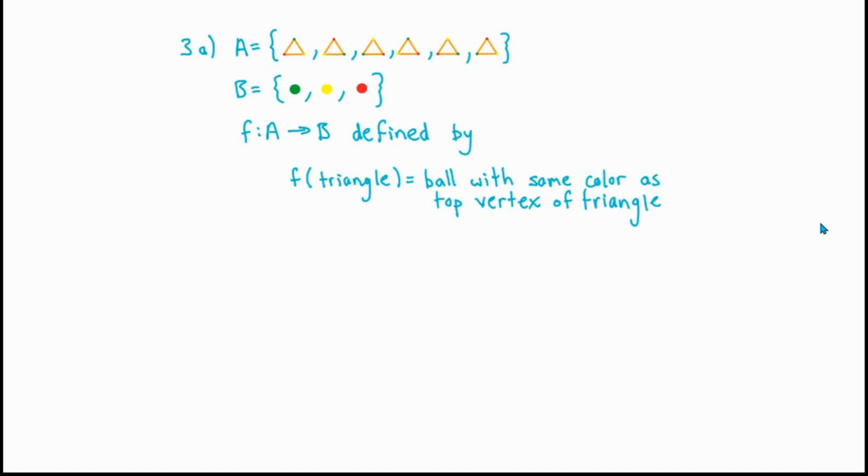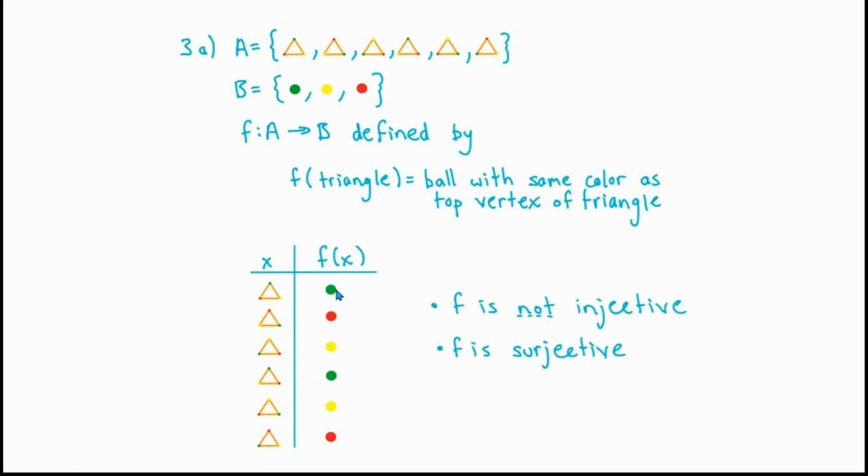In this case, we don't have a graph to rely on, but since both the sets in question are finite sets, it's pretty easy to see what's going on with this function if we just list out all the possible elements of the domain and their images under the function f. Now from this list, it's clear that f is not injective, because for example, there are 2 different triangles on the left that both get mapped to the green ball in B. And it's also clear that f is surjective since all of the elements of B appear as possible values of the function on the right-hand column.